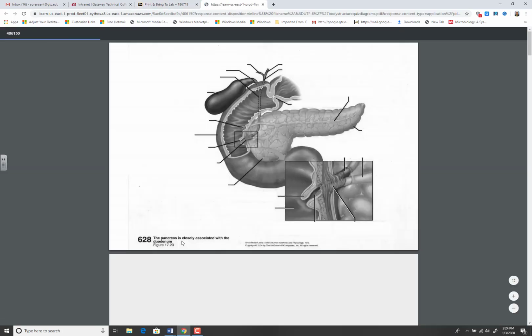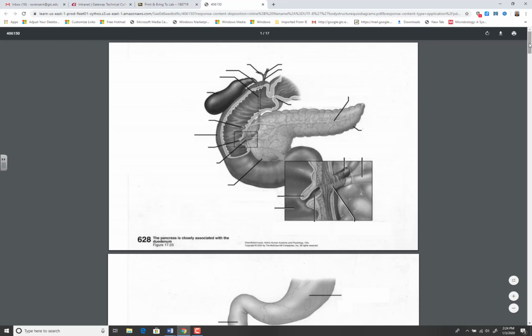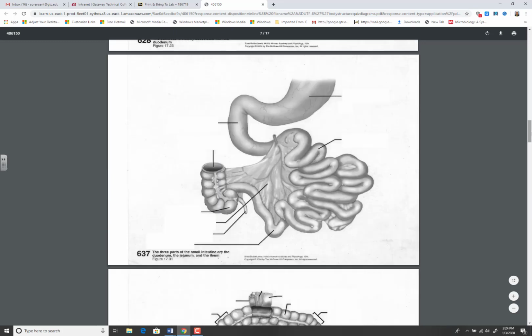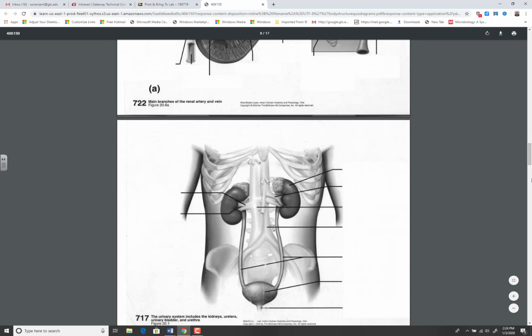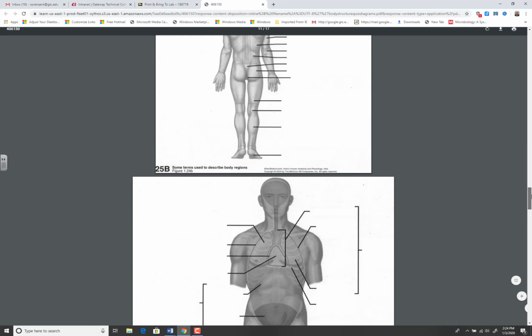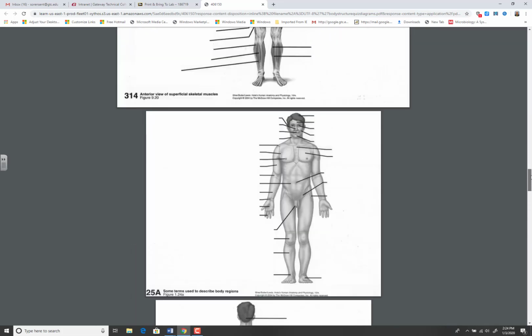Now look at this. These are all the body part diagrams. I don't want you to learn all of them today or tomorrow. These are the ones I want you to study. Watch. I'm telling you which ones you need to study.